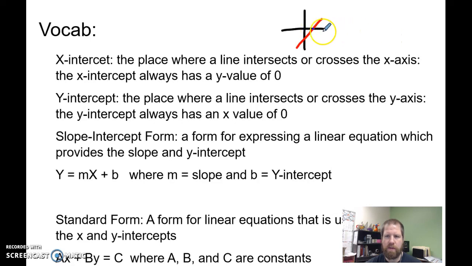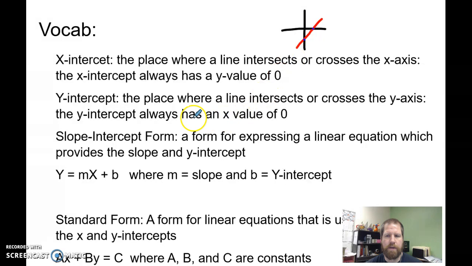The important thing about that point is that it always has a y value of 0. Anywhere on the x-axis has a y value of 0. And this makes it very easy to figure out in certain cases. It also makes it really nice to graph, because if I know my x-intercept is a value, it's really easy to find. I just go to that value on my x-axis. Same with the y-intercept, except now it's the point on the y-axis.